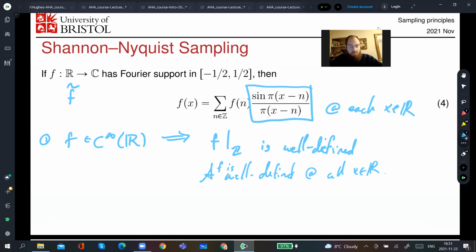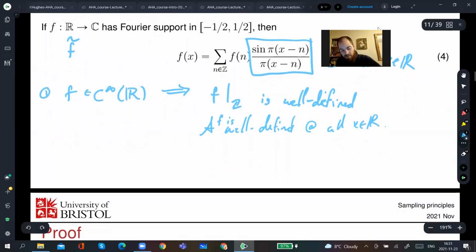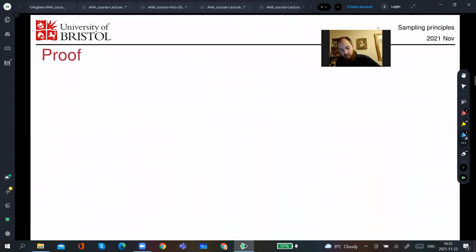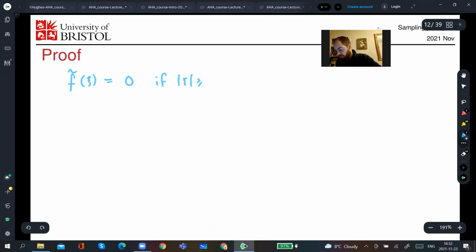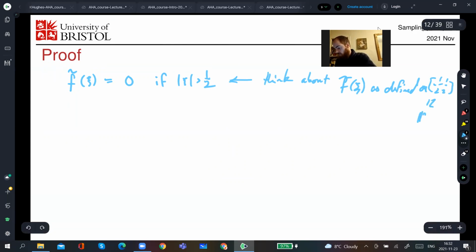Right. Okay. So with that in hand, I'm going to switch perspectives here, and think about the Fourier transform of f. So this is equal to 0 if ξ is greater than a half. And I can actually think about this as a function on the fundamental domain for the torus. Okay, that's a very strange thing to do, but it actually turns out to be quite useful.